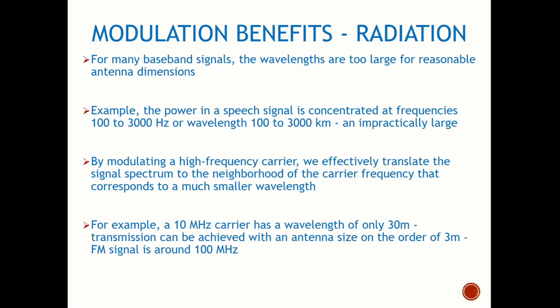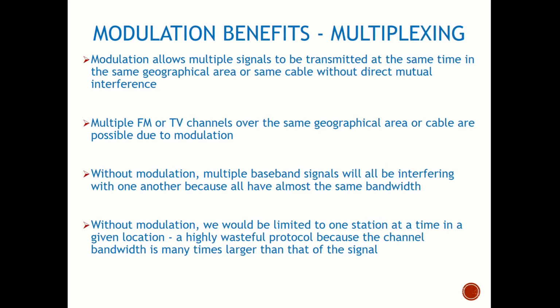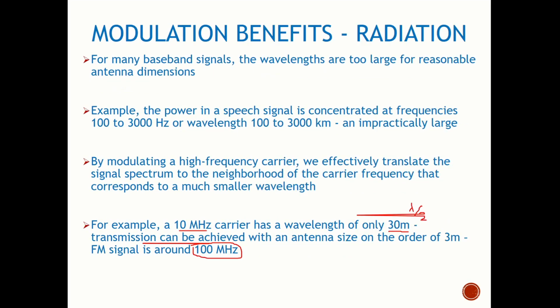So this is another benefit of modulation: if we are using carriers that have frequencies in megahertz and gigahertz, the size of the antennas can be very small. For example, for 10 megahertz, the size of the antenna from the equation of lambda by 2 would only be 30 meters. For 100 megahertz, it's only 3 meters, and for gigahertz, which is generally used in GSM communication, the size would be in centimeters. This was one benefit of modulation, that we can perform efficient radiation of the signal.